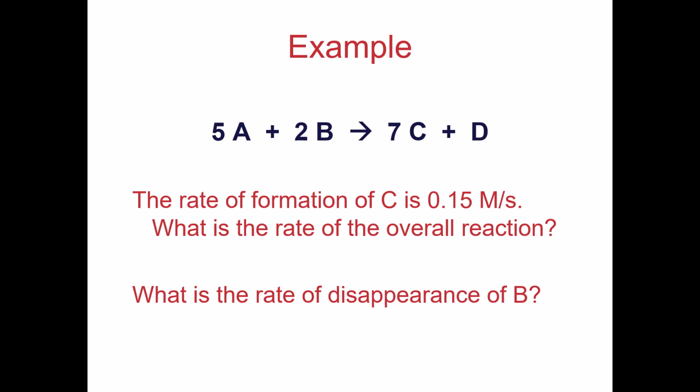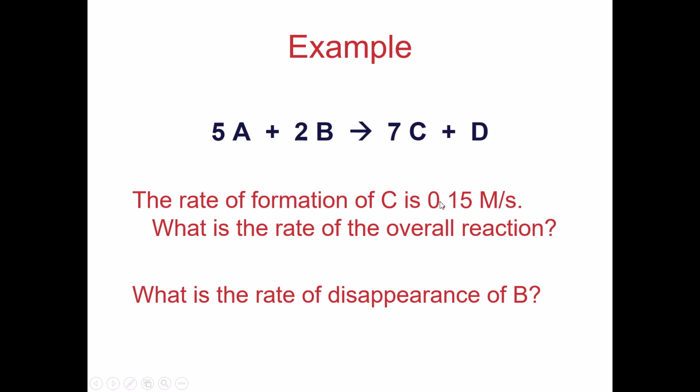So if we look at this example, 5A plus 2B gives us 7C plus 1D. Alright? So we can see we have different coefficients for each of our reactants and products. So the rate of all 4 of these are going to be different because they have different coefficients. So the rate of formation of C is 0.15 moles per liter per second. So if we know how fast C is being made, we can then relate it to A, B, or D, or the whole reaction. So in the first question, what is the rate of the overall reaction?